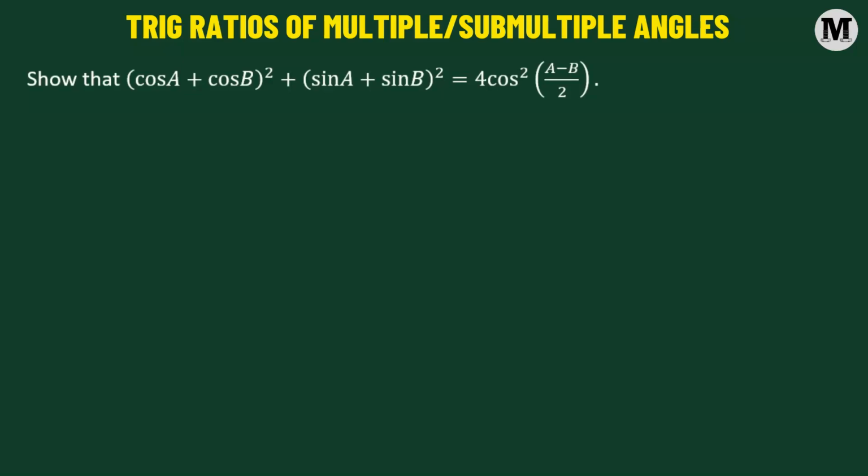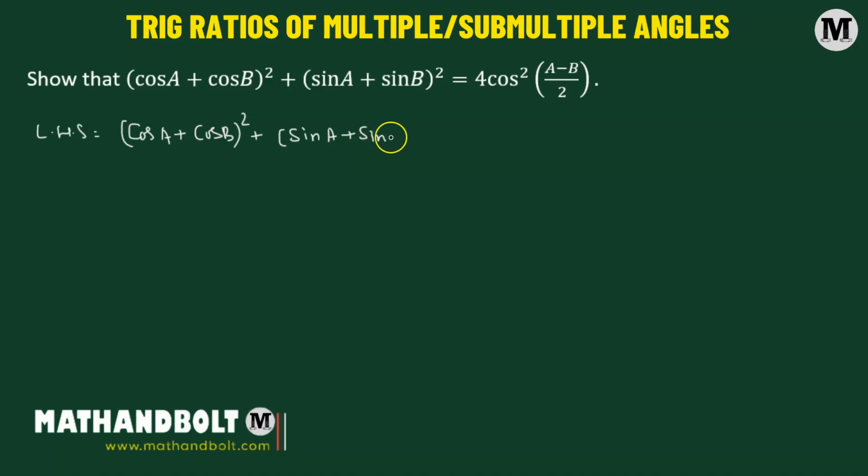So we need to prove the following. So let us begin from the left hand side. Now on the left hand side we have (cosine of angle A added to cosine of angle B) whole squared, and this is added to the square of (sine A plus sine B). Now what we'll do, we're going to expand each of the two terms.